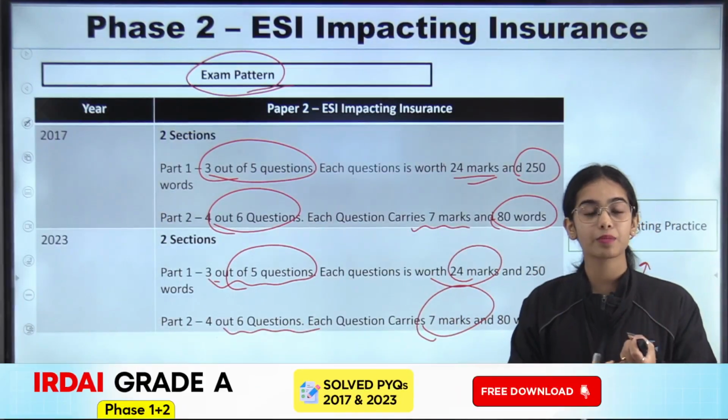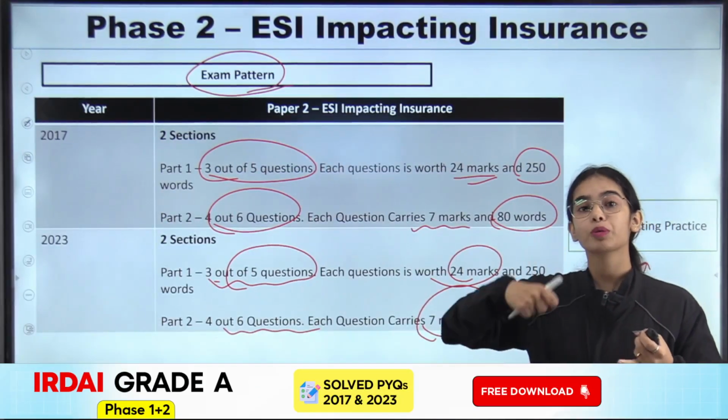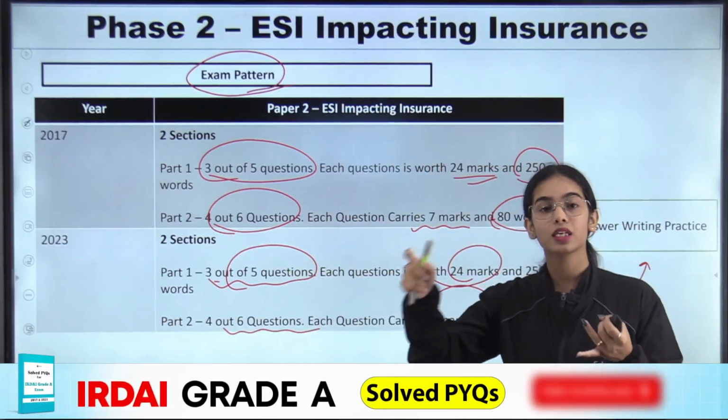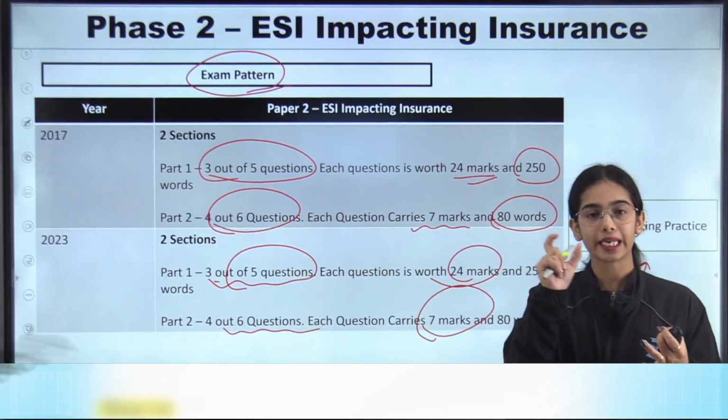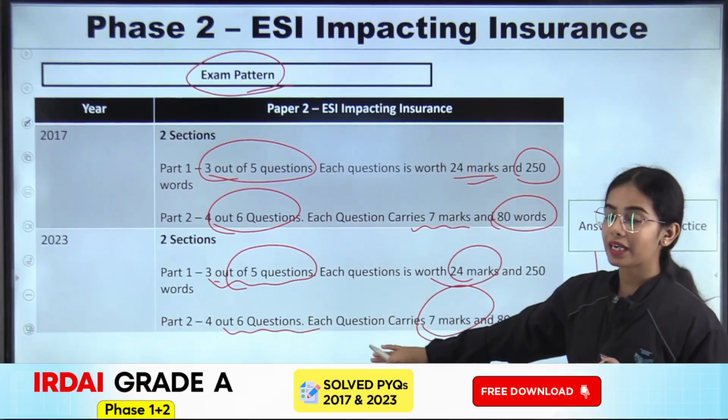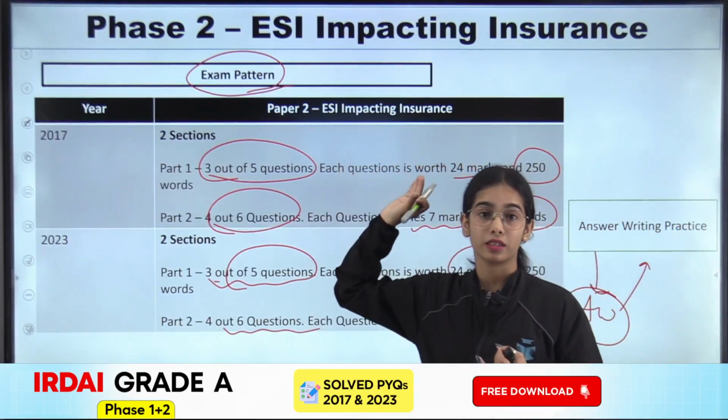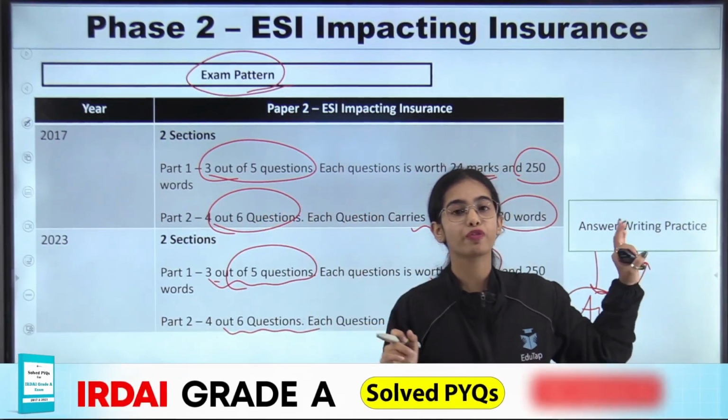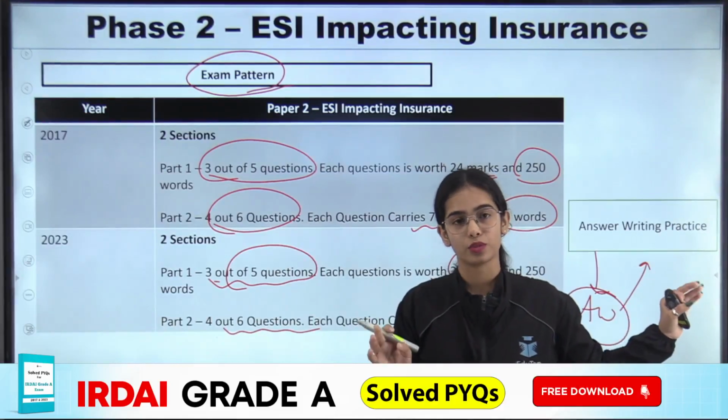So this is all about the strategy that you have to follow. You have to focus on the syllabus from the perspective of the insurance sector. You have to focus on some additional areas. The exam pattern is such that you have to write a lot of answers, so you should focus on answer writing practice.